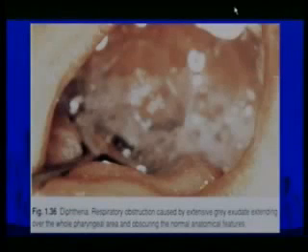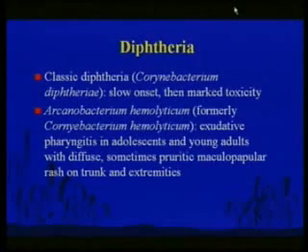This is diphtheria with this slightly out of focus gray exudate over the whole pharynx. And the problem with this disease is the toxin, right? Toxin that gets absorbed and goes to the heart and lots of other places. Classic diphtheria, slow onset, marked toxicity. There's another one out there today, Arcanobacterium hemolyticum, rarely causing pharyngitis in adolescents and young adults with a rash on the trunk and extremities.